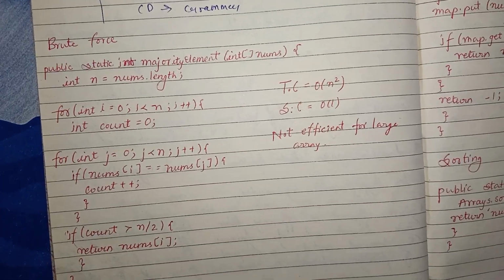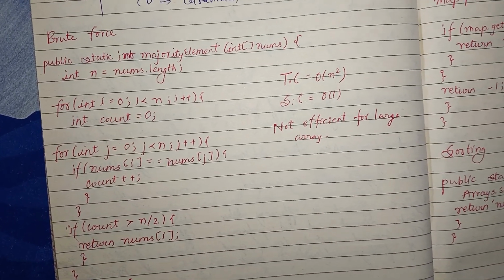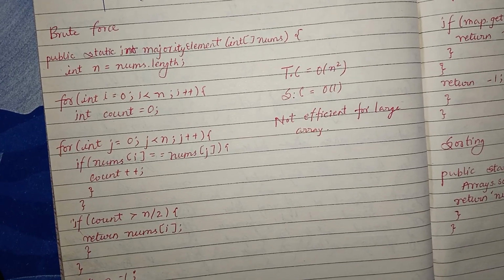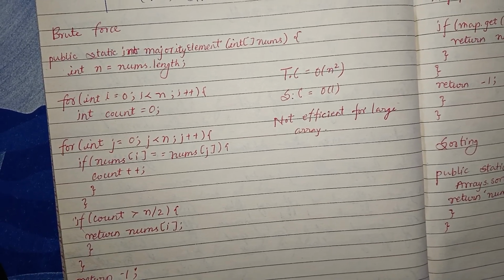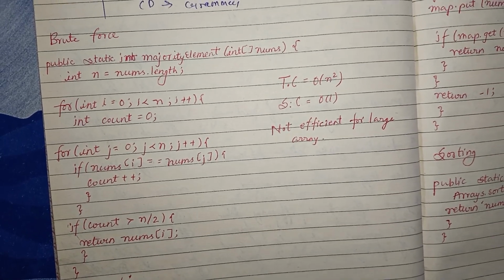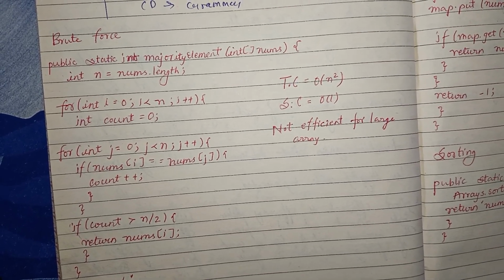Today we are solving the majority element problem. We are given an array of integers. The majority element is the element that appears more than n by 2 times. It is guaranteed that the majority element always exists in the array. Let us understand all possible approaches one by one.